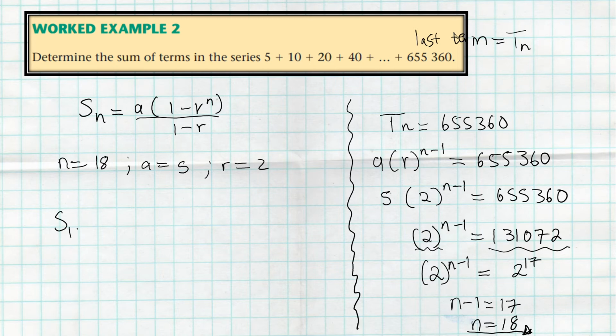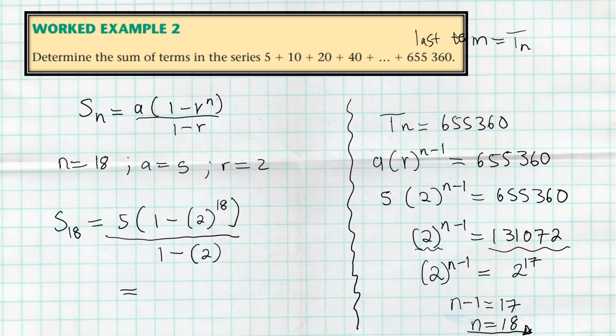So the sum of 18 terms: our a is 5, times 1 minus r, which is 2, exponent n, which is 18, over 1 minus our r, which is 2, right? Just simply use your calculator and get the final answer. So the final answer is going to be 1310715.